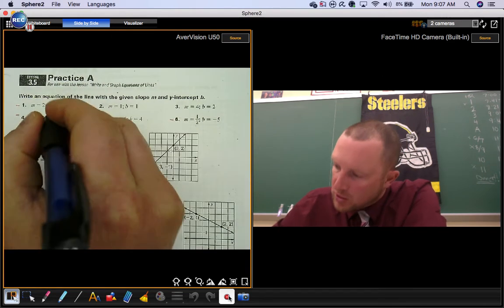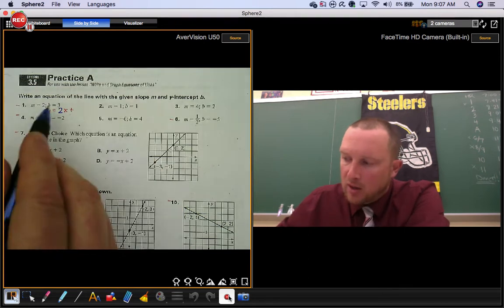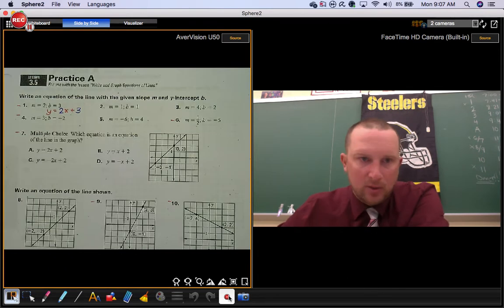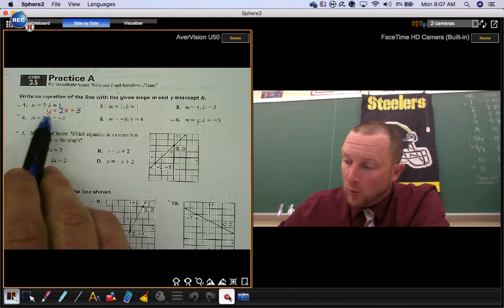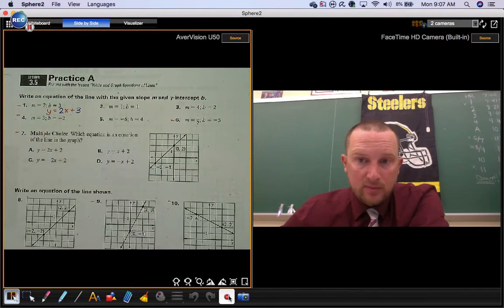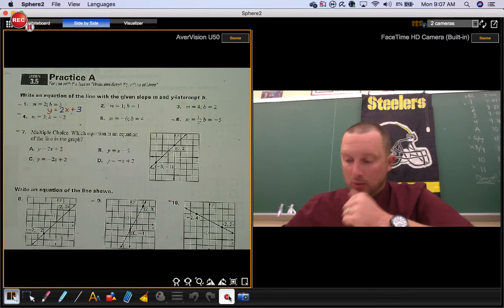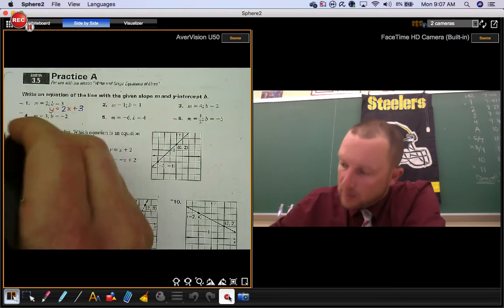You're just plugging in the two things that they give you. So if your slope is 2, you put it there. If your y-intercept is 3, you put it there. And this is your answer. Y equals 2x plus 3. Very, very simple. We're going to skip down to number 4.